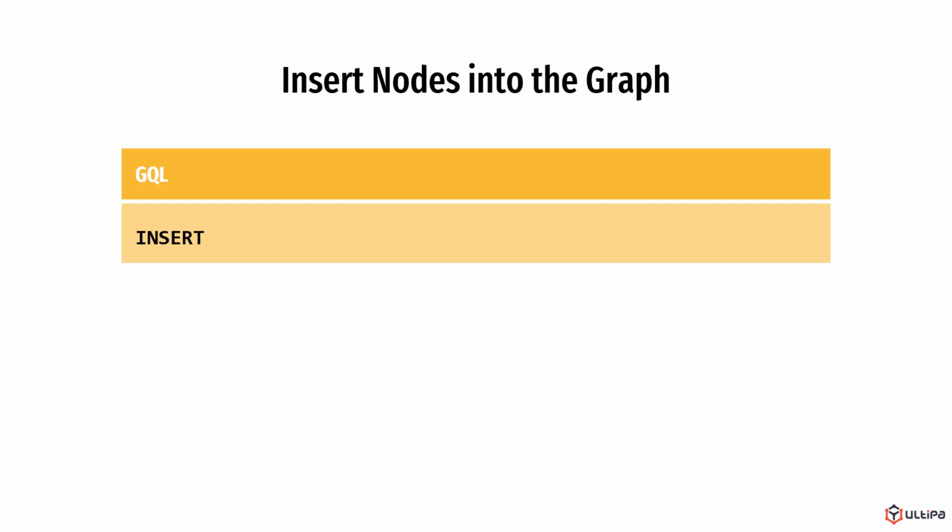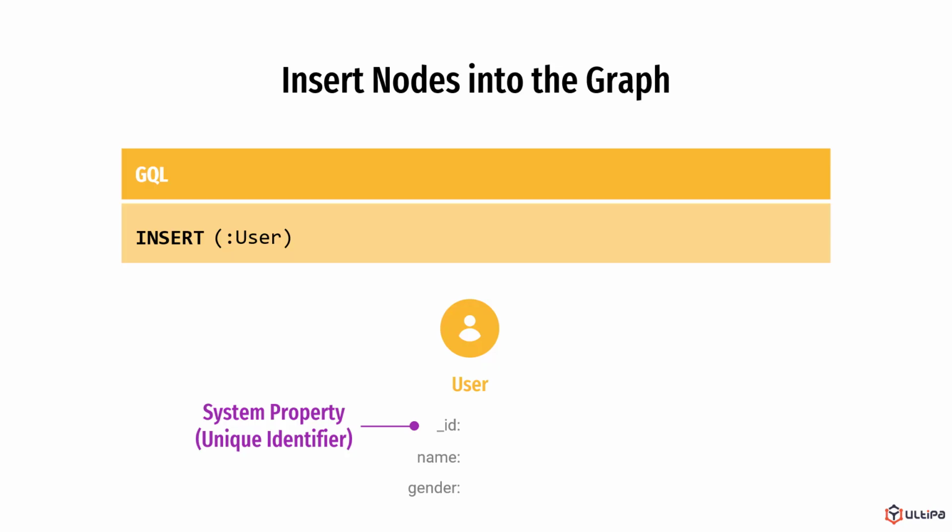To insert nodes, you need to at least specify the type or label in the node pattern. We insert a user node here. Each user node has properties. The underscore ID is a system property. It's also the unique identifier of nodes. No property value is provided in the node pattern, so ID is generated by the system, but other property values are null.